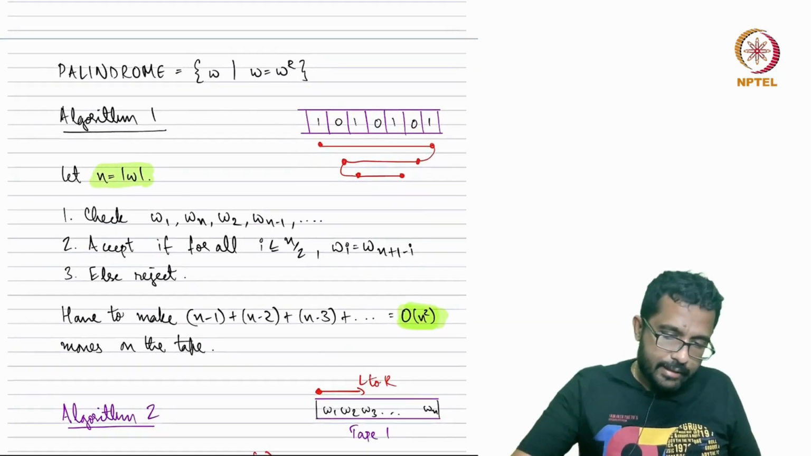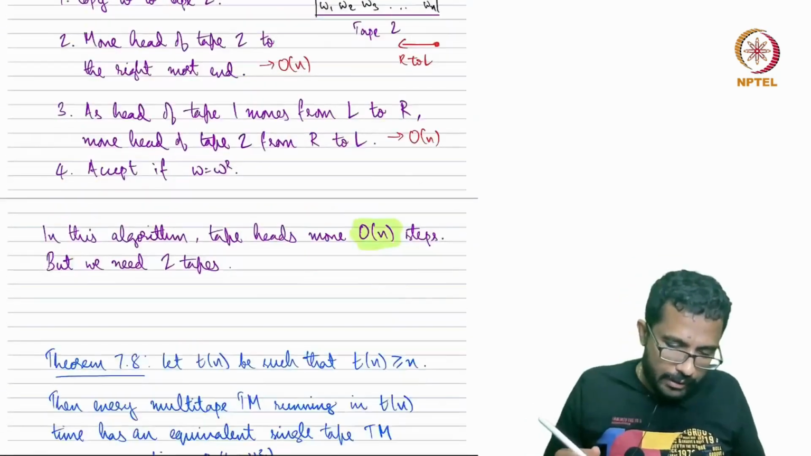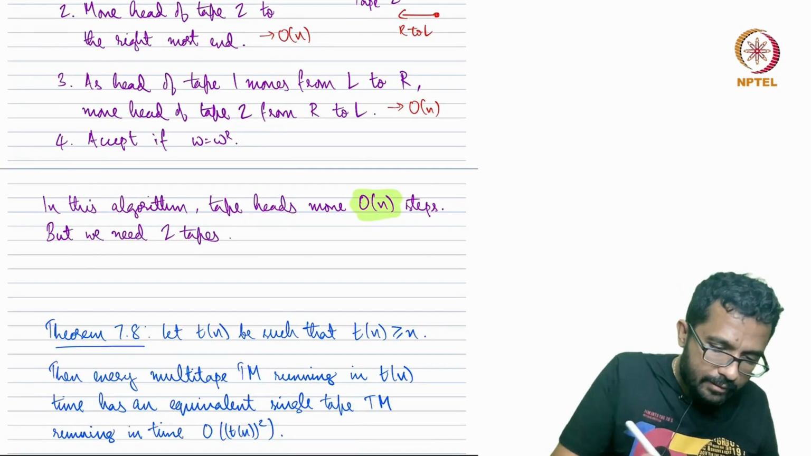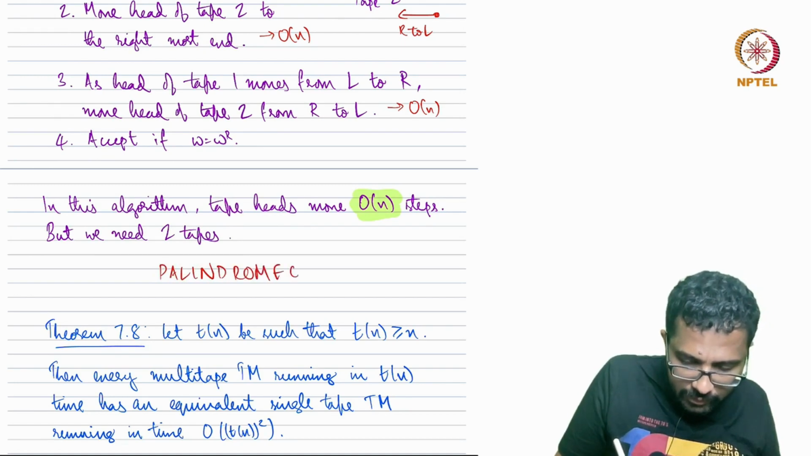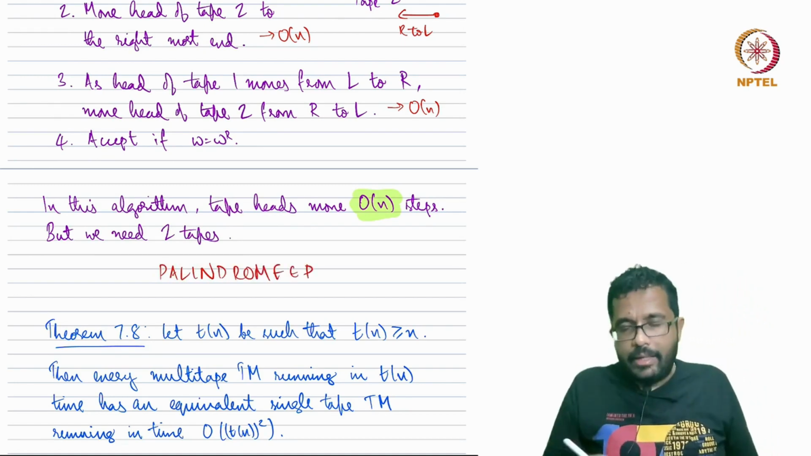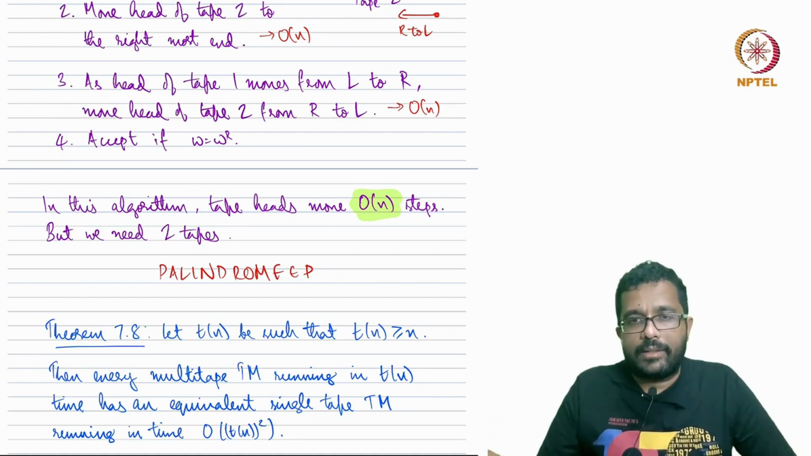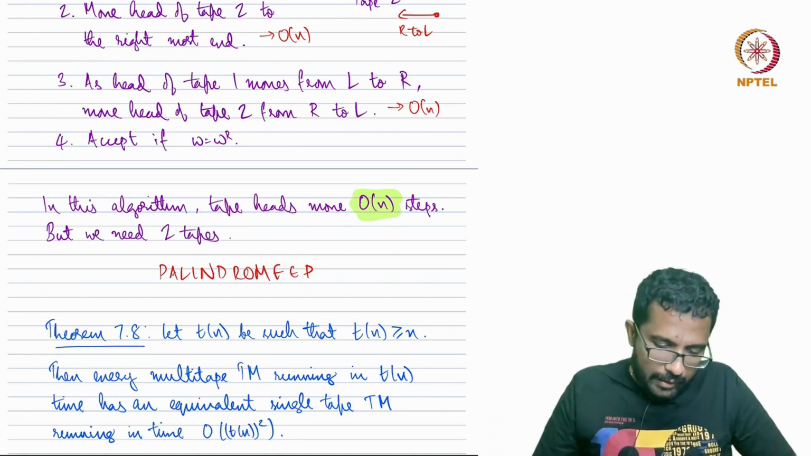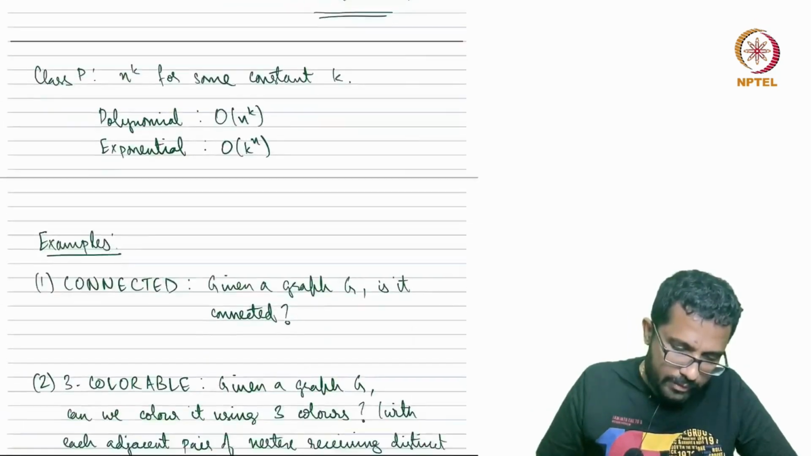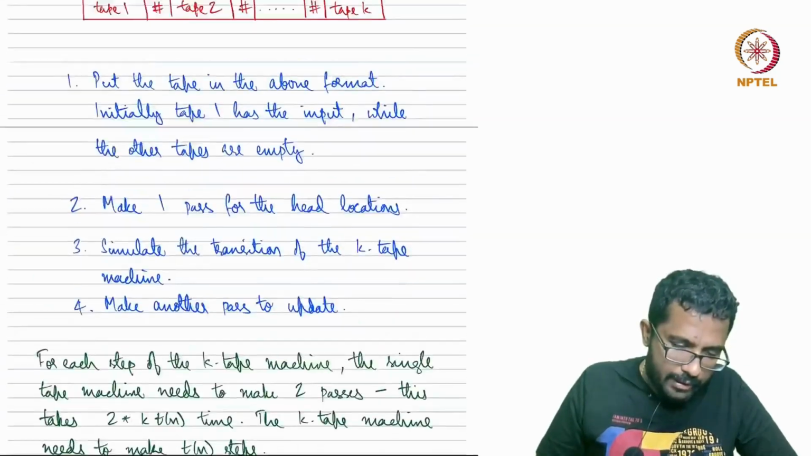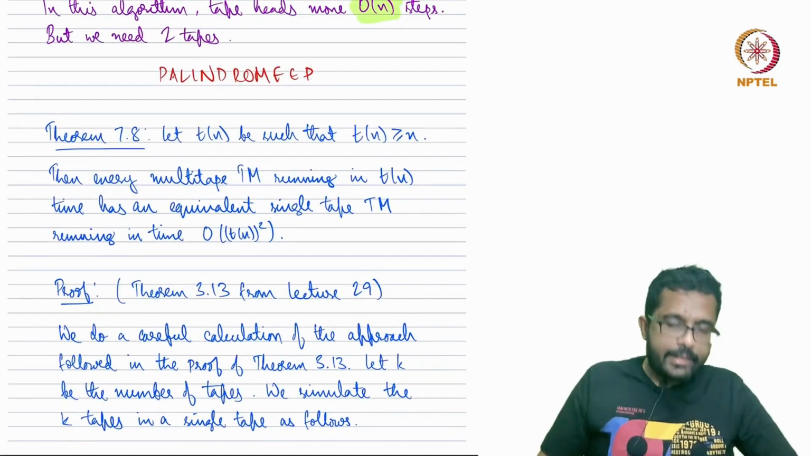So this also shows that palindrome is in P, right? Because n or n squared both are polynomial time. Now let us see a general result.